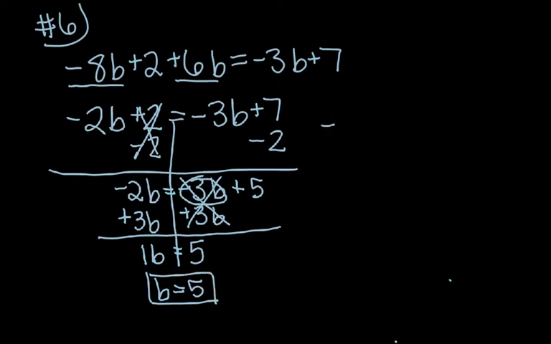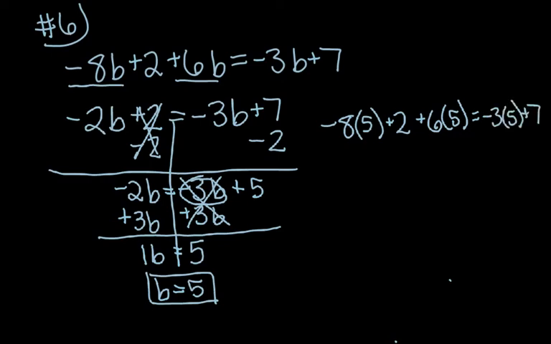I can check my work by plugging it in for the b in the problem. Negative 8 parentheses 5 plus 2 plus 6 parentheses 5 equals negative 3 parentheses 5 plus 7. Negative 8 times 5 would be negative 40 plus 2. 6 times 5 would be 30. Negative 3 times 5 would be negative 15 plus 7.